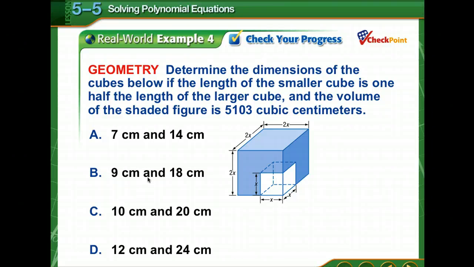Okay, so time for you to check your progress using the same kind of process that we did on the example. Okay, very good. 9 and 18.